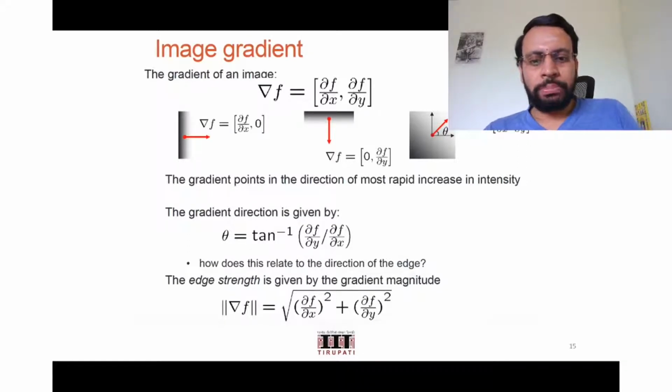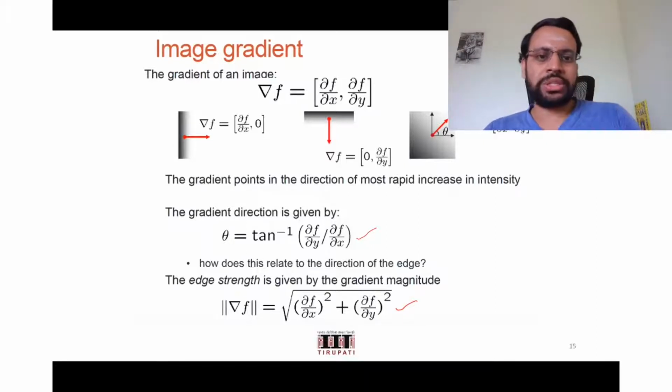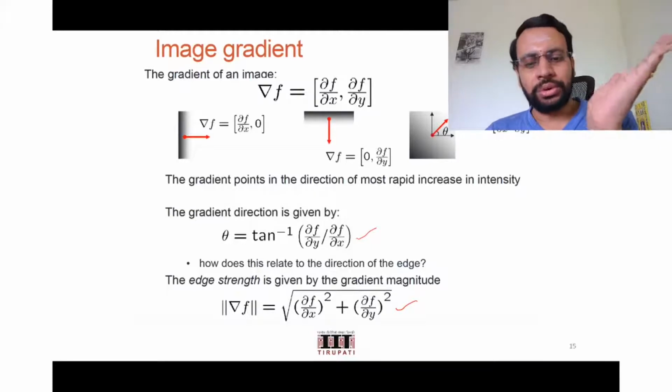Then you could compute the magnitude of it by taking the squares of those derivatives, summing them up, and taking a square root of it. You can also find out the orientation normal to the edge. So that's the direction of the gradient. The gradient would always be perpendicular to the edge.